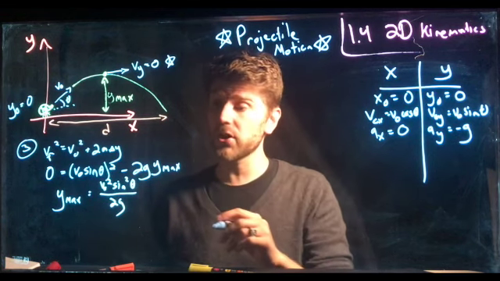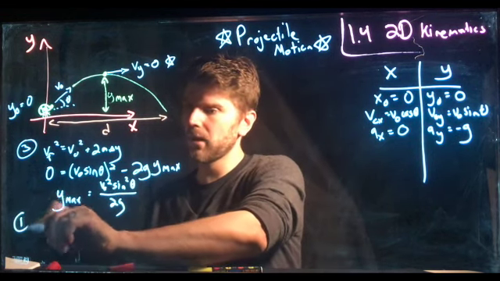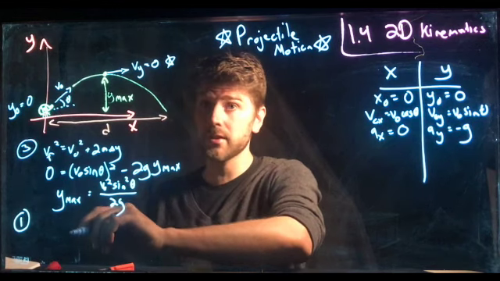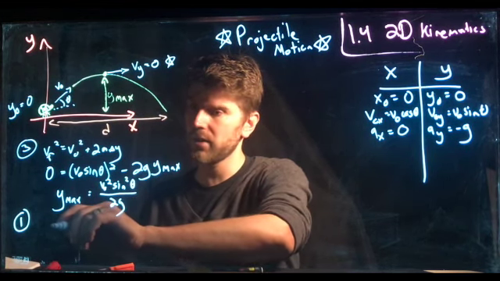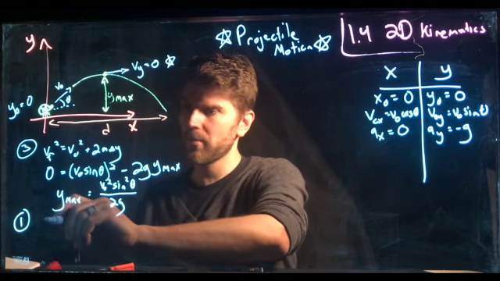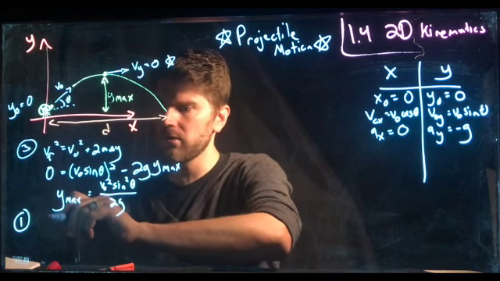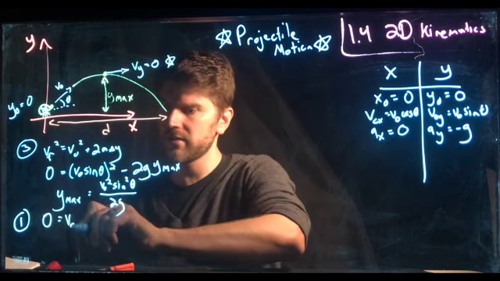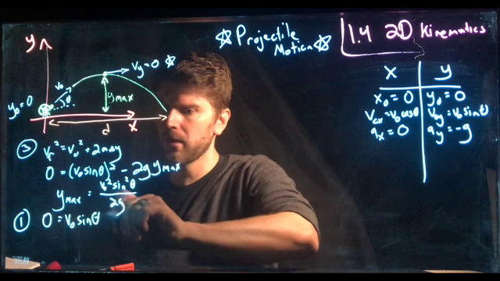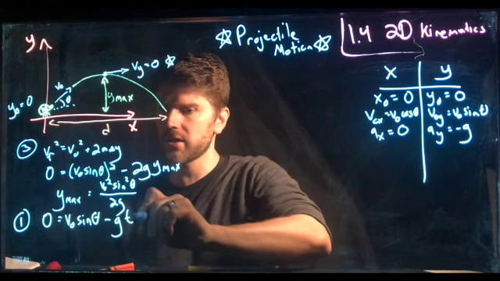I could also use equations 1 and 2. I could use equation 1 to find the time to the apex, and that's actually not a bad thing to do anyway, by saying, well, my final velocity is 0. My initial velocity is v0 sine theta minus g times the time to the apex.